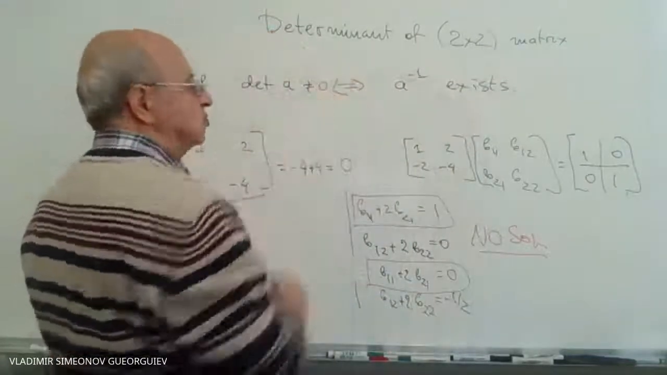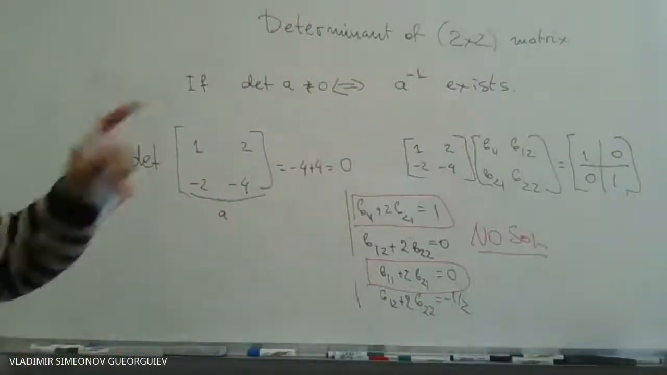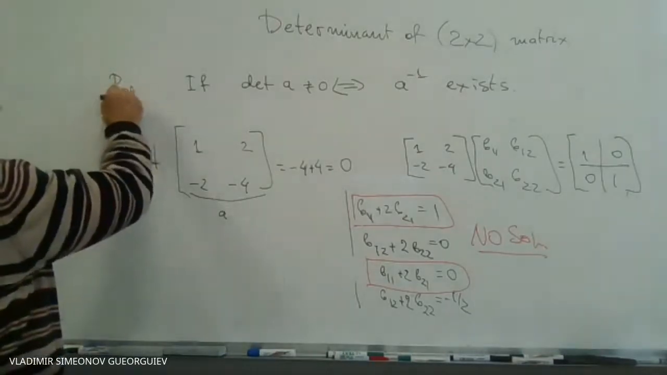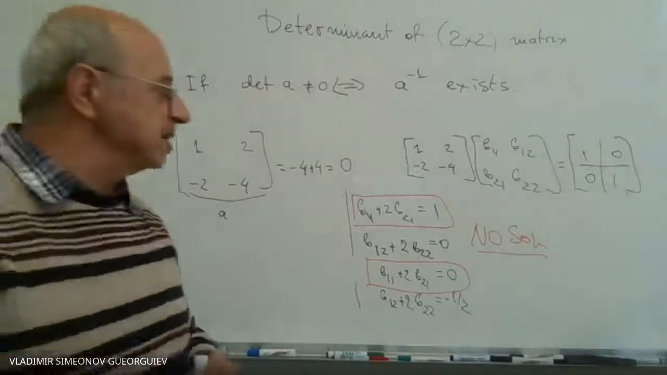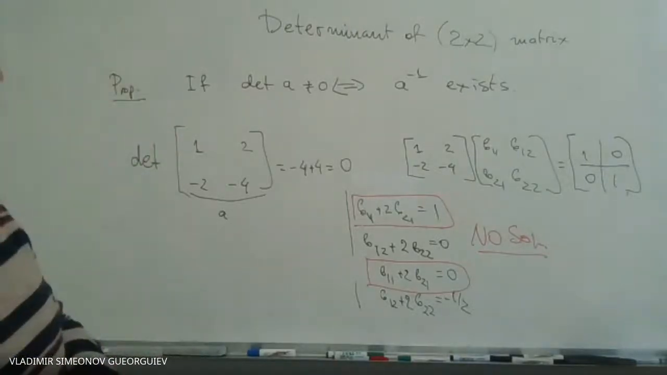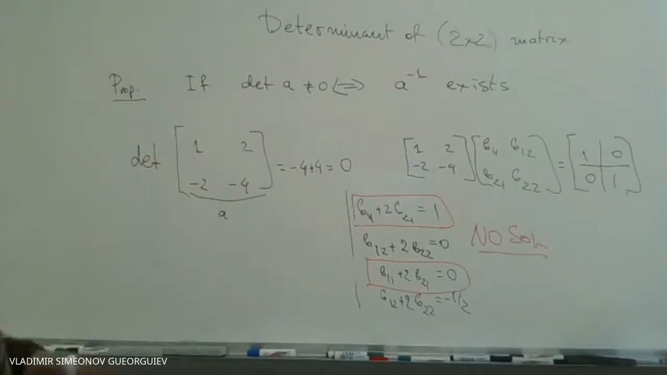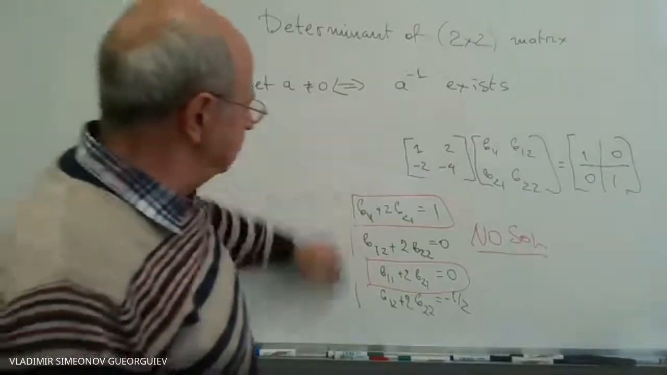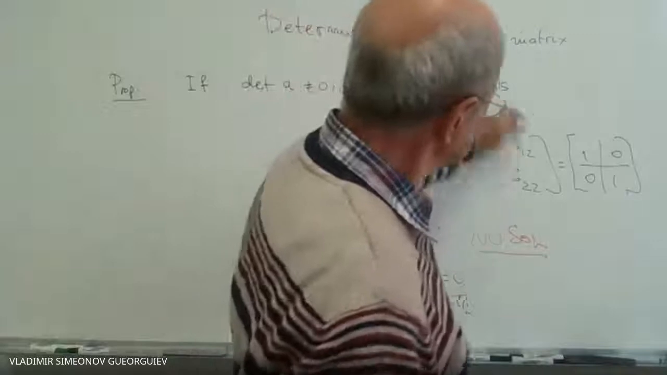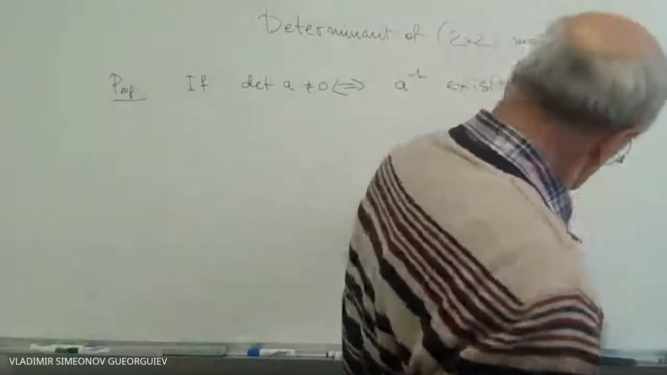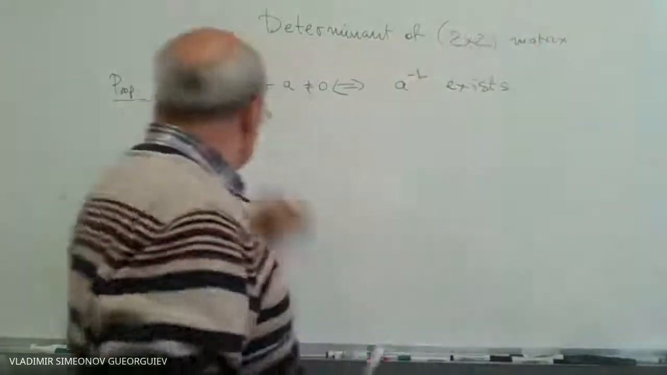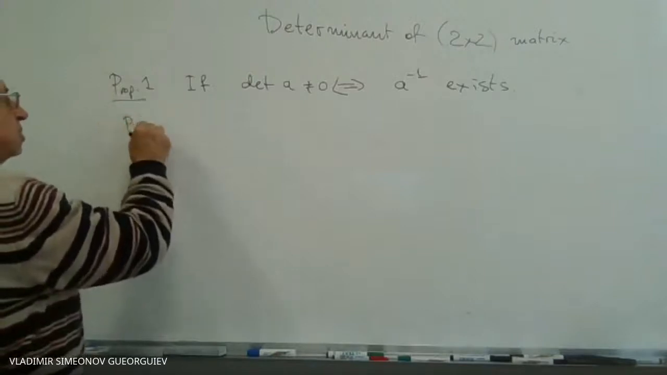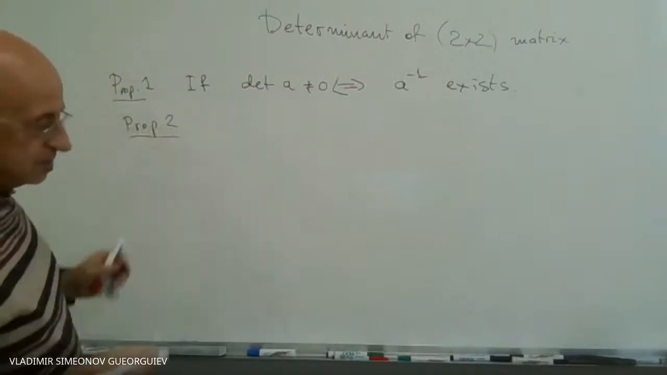One can show also the inverse property. If the inverse exists, then the determinant is not 0. And this is a fundamental property that we shall use in our exercises. And to finish with properties without proof, let me mention the following property, without proof, of course. This is property 1. And property 2, that is also very useful for calculation.